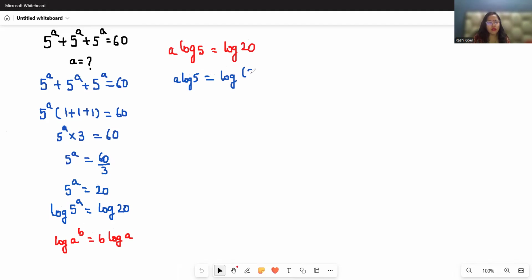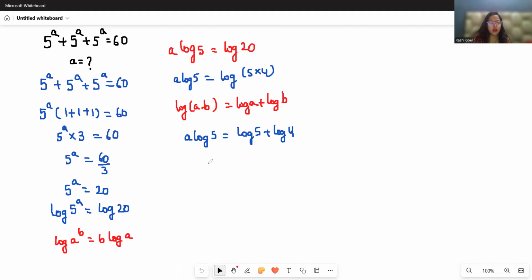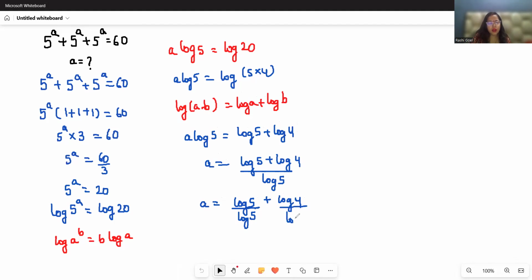I can write it as log of 5 times 4. So again I'm going to use the identity, that is log of a times b, we can write it as log a plus log b. So a log 5 equals log 5 plus log 4. a equals (log 5 plus log 4) by log 5. a equals log 5 by log 5 plus log 4 by log 5.